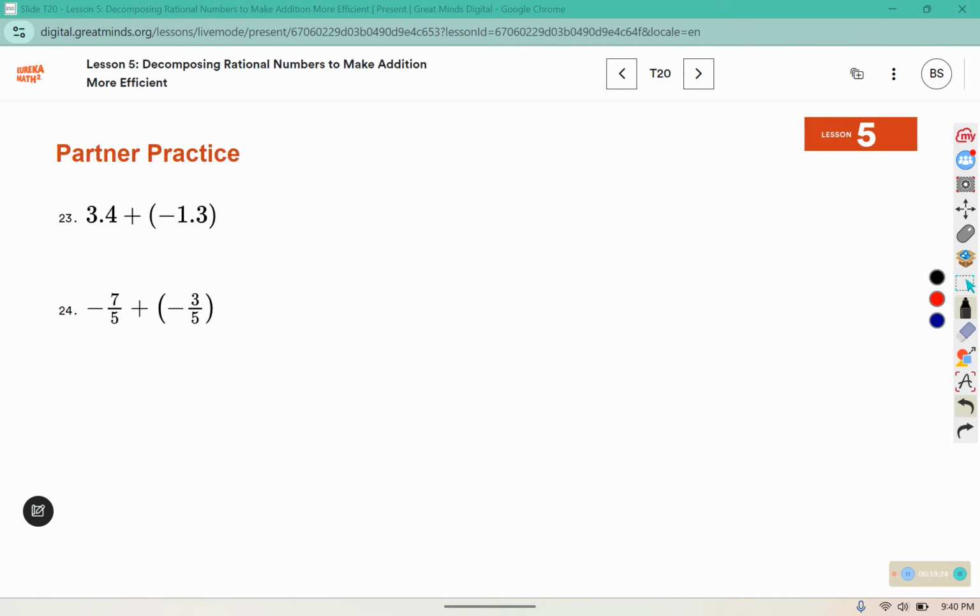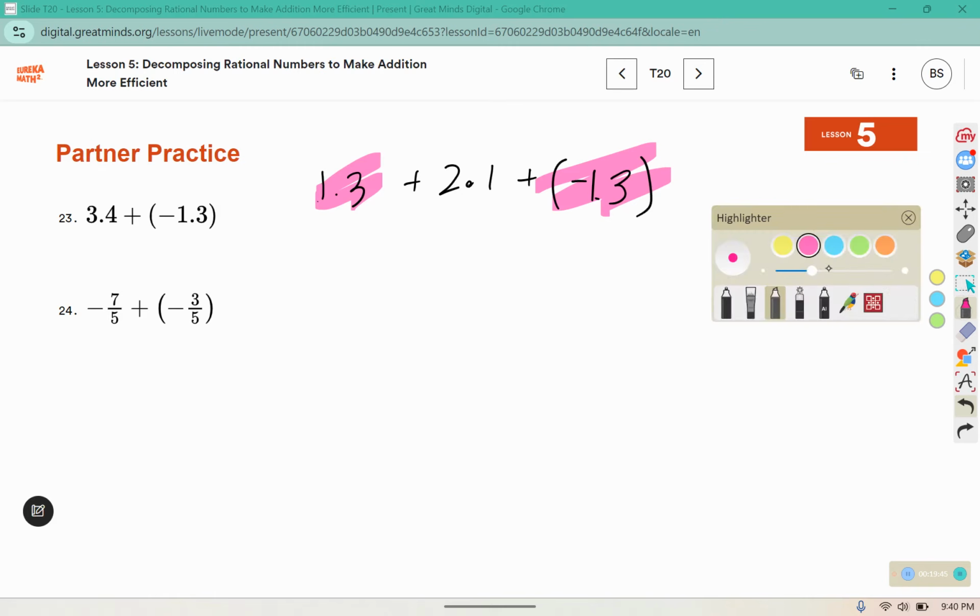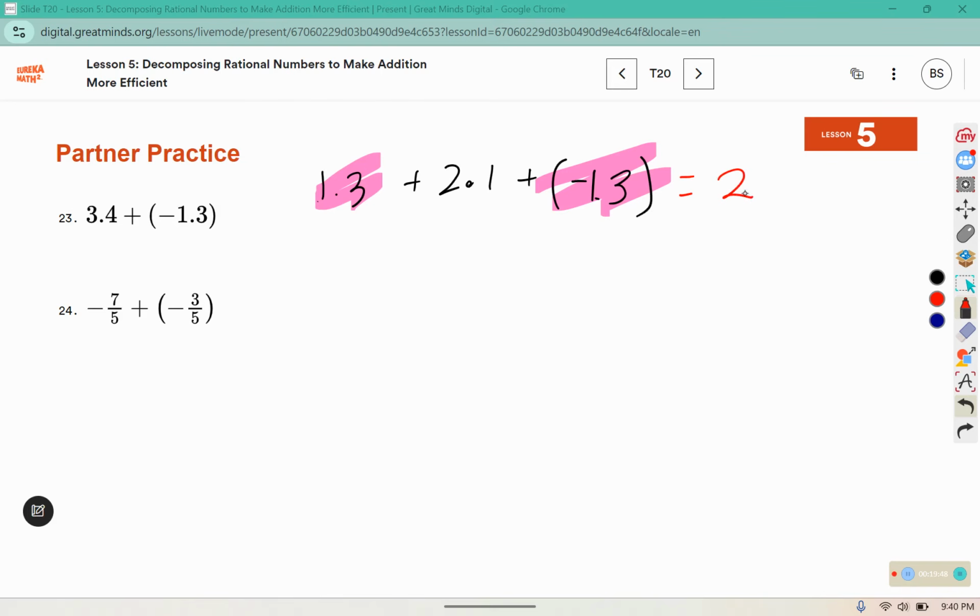Let's break up 3.4 into 1.3. To get the 3, we would still need 2 wholes. To get 0.4, we would still need 0.1. And we have the negative 1.3 there. These are additive inverses. So the answer to 23 should be 2.1. We're going left 7/5 and left 3/5. 7 and 3 make 10. 5 fits into 10 2 whole times.